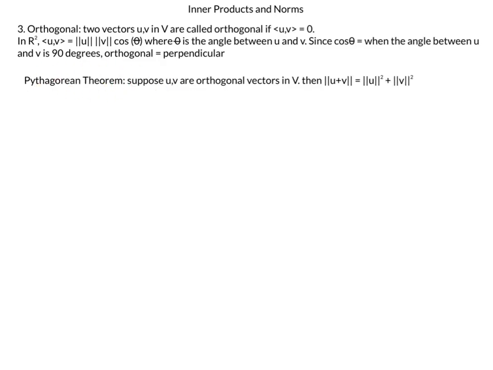Our next proof will be of the Pythagorean theorem. So suppose u and v are orthogonal vectors, then the norm of u plus v squared is equal to the norm of u squared plus the norm of v squared. I'm going to start with the left-hand side of this equation, and I'm going to square it. So I have the norm of u plus v squared, and by definition of norm, that's equal to the inner product of u plus v with itself.